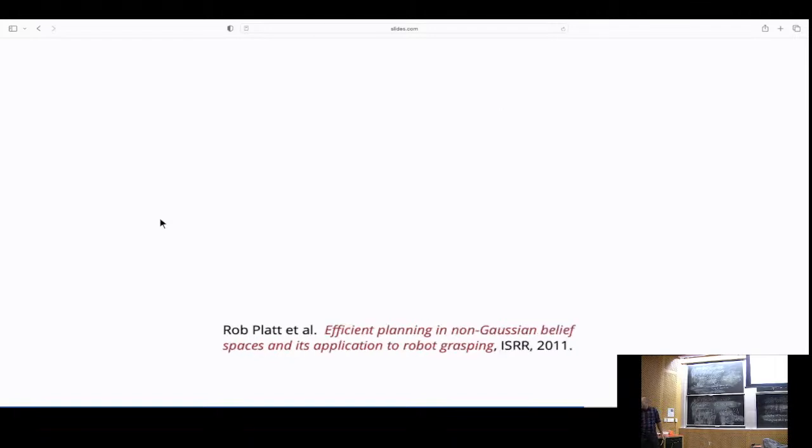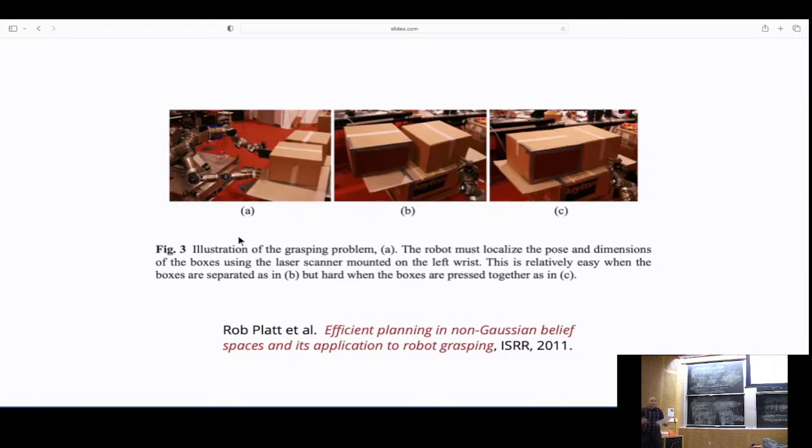Okay, so that's still a little abstract. Here's a robotics version of it, a manipulation version of it. So let's say that you know there's going to be two boxes in front of you, but you don't know the size or location of the boxes. Let me just read it carefully. The robot must localize the pose and dimensions of the boxes using a laser scanner mounted on the left wrist. It's relatively easy when the boxes are separated, but when they're squished together like on the right, then it's actually pretty hard.